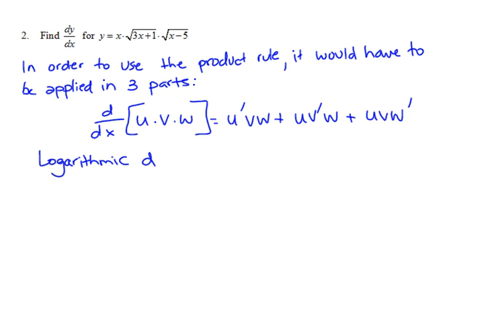Sorry, product rule. Okay, logarithmic is easier. So what would we do with this original guy? Take the log of both sides. So if m equals n, then the natural log of m equals the natural log of n. So what would this become?